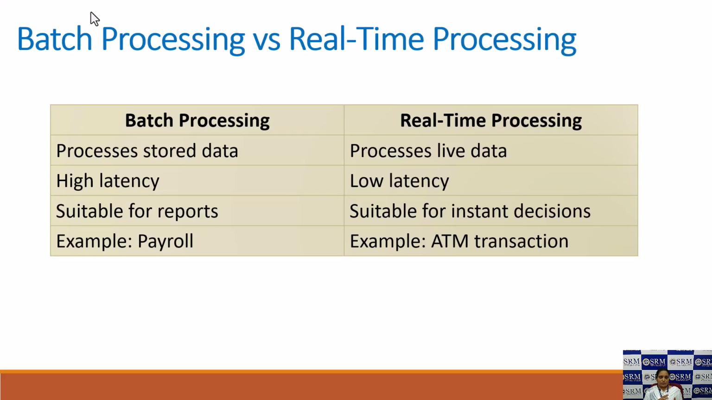So what is batch processing versus real time? Batch processing processes stored data. Real time processes live data. High latency is allowed in batch, not low latency. In real time, that means within a few seconds you have to complete. Batch is suitable for reports, real time is suitable for instant decisions. An example of batch is payroll, whereas an example of real time is an ATM transaction.